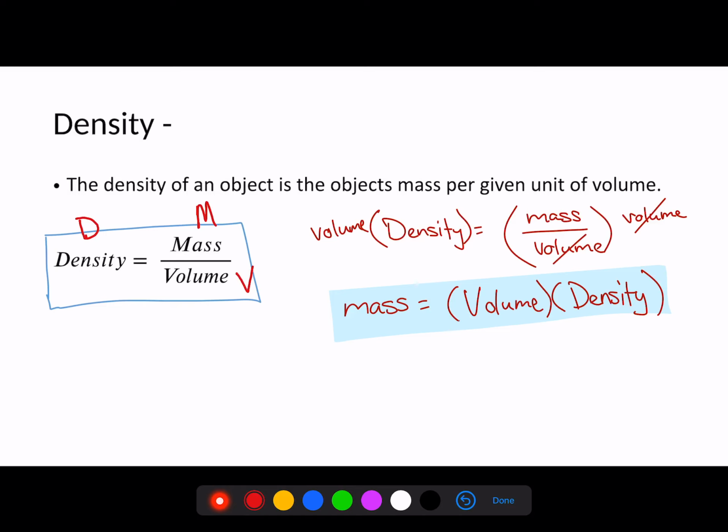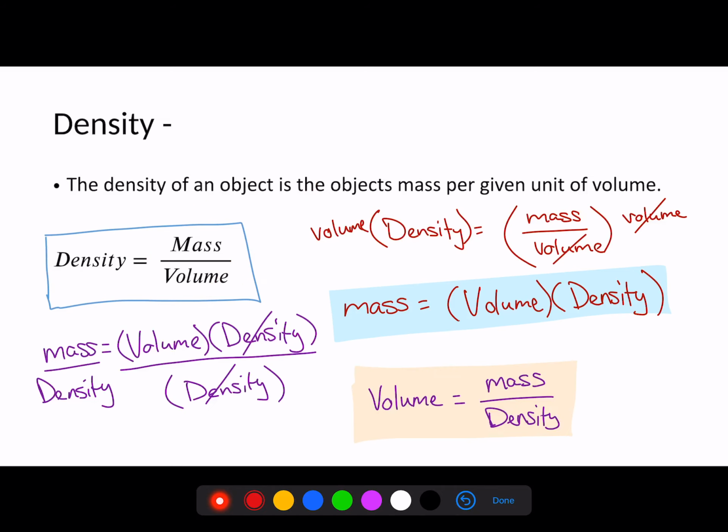Now if we look at this, if I want to solve for mass, I'd multiply both sides by volume so that the volumes cancel out. What I do to one side, I must do to the other. So you get mass is equal to volume times density, as we can see right here.